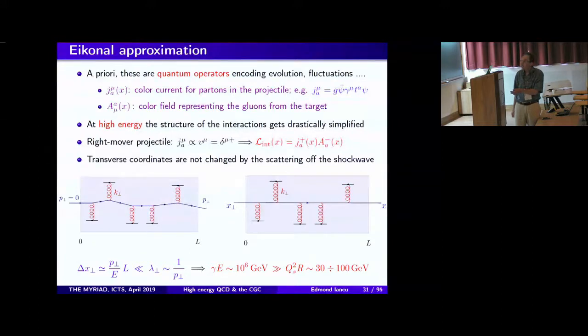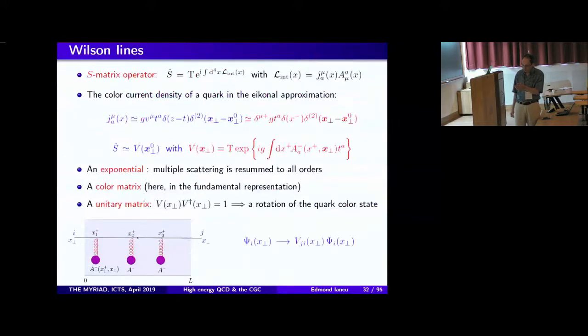What does it mean? It means that the structure of the current is drastically simplified. The current has only a plus component, of course, but moreover, this plus component has the same trajectory as in the axis of the interaction. So it's an ultra-relativistic right mover, so it has x minus equal to zero, and has some transverse coordinate which is fixed. I call it here x perp zero. So the current density at x is a delta function at x zero, where x zero is the actual position of the quark. But in a moment, I'll replace x zero by x.